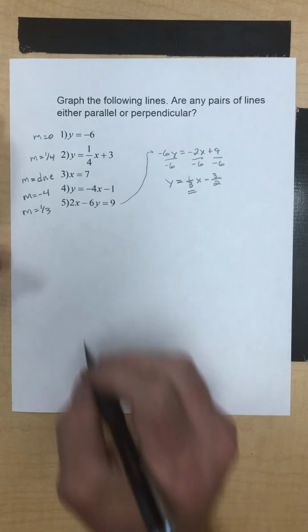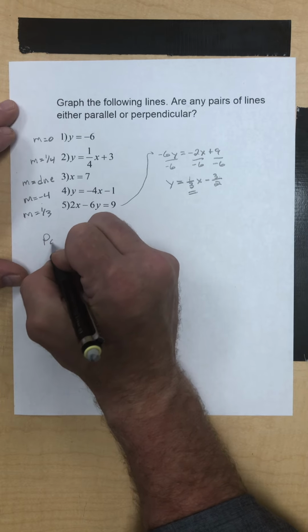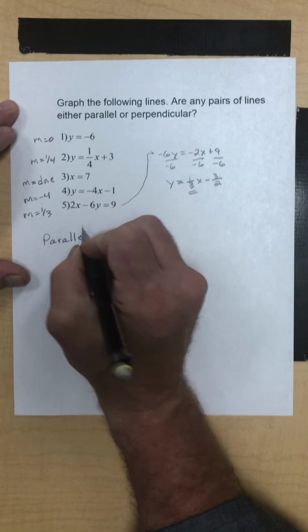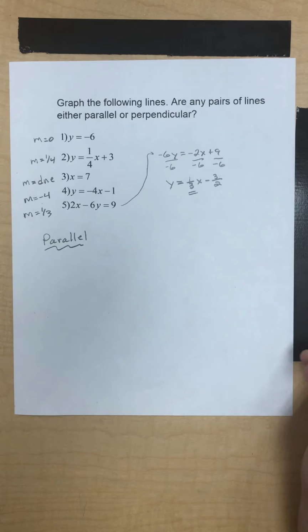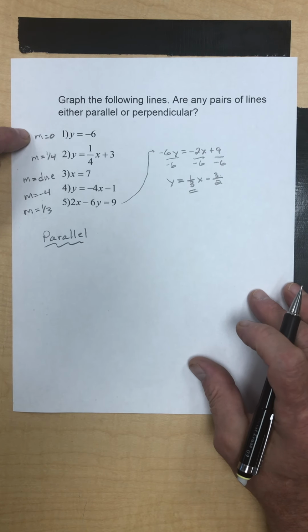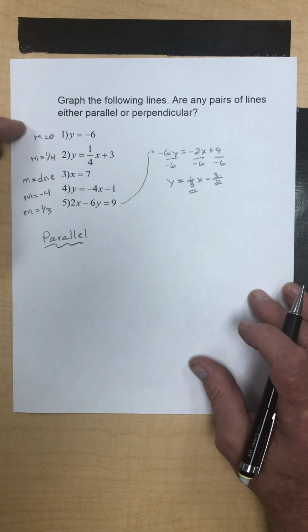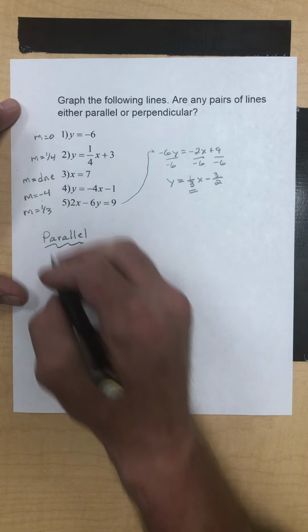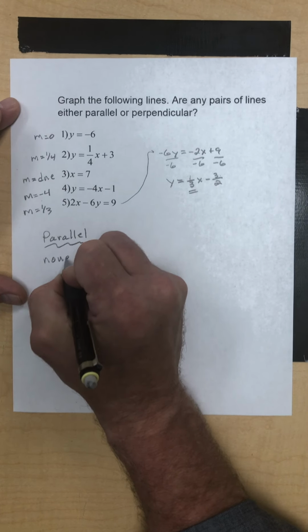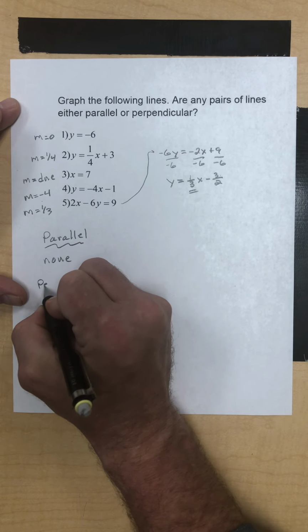Okay, so let's see. Why don't we start with parallel? Do we have any lines that are parallel to each other? Okay, so let's see. Slope of 0, slope of 1/4, slope that doesn't exist, slope of -4, and slope of 1/3. Okay, so remember, parallel lines have the same slope, so we don't have any lines that have the exact same slope. Okay, so there are no parallel lines. Okay, that's none. Okay, then we look at perpendicular.